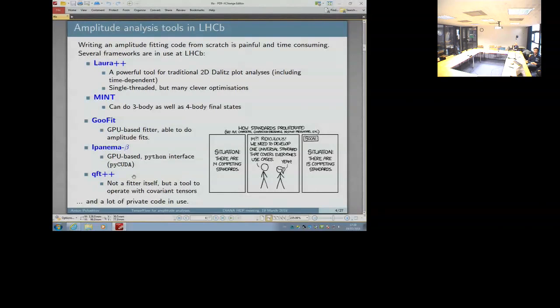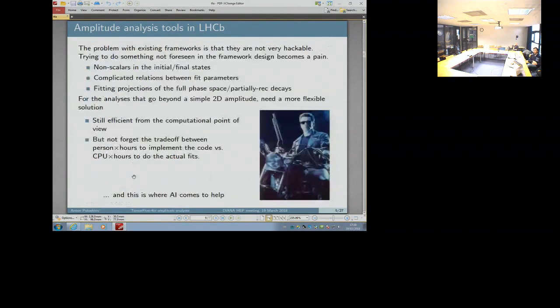And there's still a lot of private code in use. For instance, as far as I understand, all the baryonic decays still use private code for the fits, including the pentaquark analysis. So, as I said, the problem with the existing frameworks is that they're not really flexible if you're trying to do something that is not actually foreseen in the design from the very beginning.